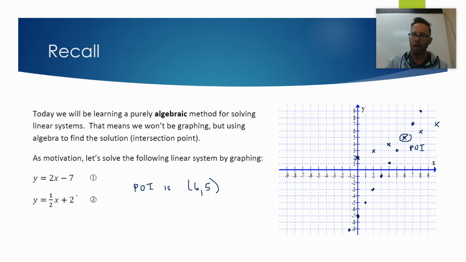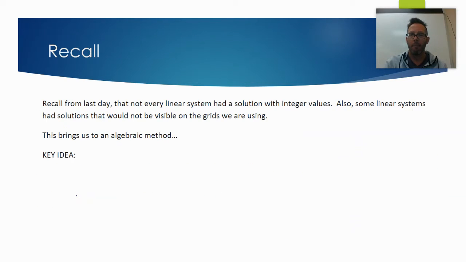Clearly this was a linear system that wasn't too bad to graph, as long as we had a grid, and it was easy enough to read off the answer. But recall we did look at systems where the solutions weren't integer values, so whole numbers, and some linear systems had solutions that would be off of the grid that we're trying to use. So this brings us to an algebraic method.